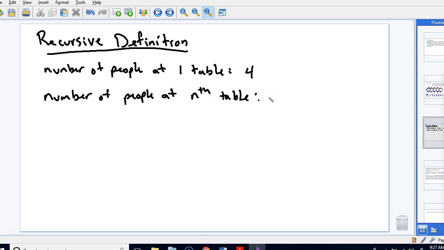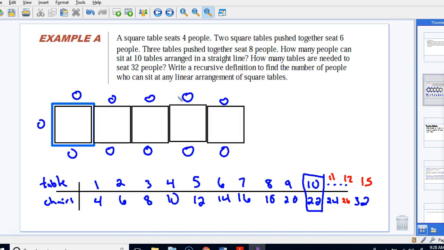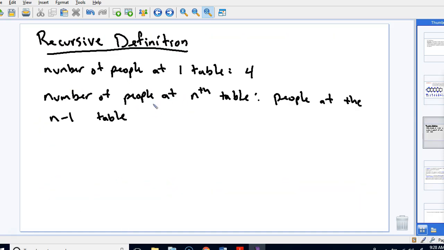What we need to do is we need to know the number of people at the n-1 table. Okay, so actually I'm going to write that whole thing. I'm going to say people at the n-1 table. And then when we added another table, how many people did we add? If we go back, how many people did we add? We added 2 every time we added a table. So we'd say number of people at the previous table plus 2.